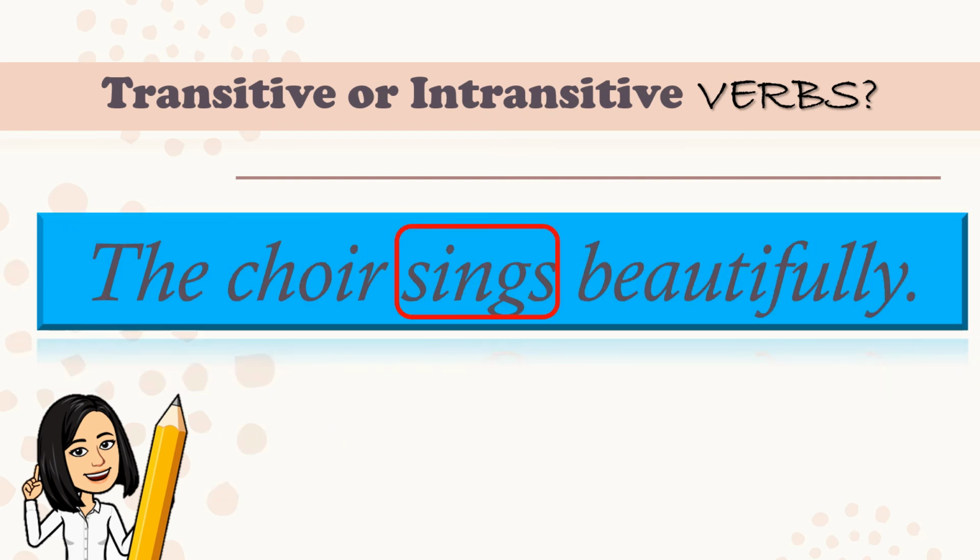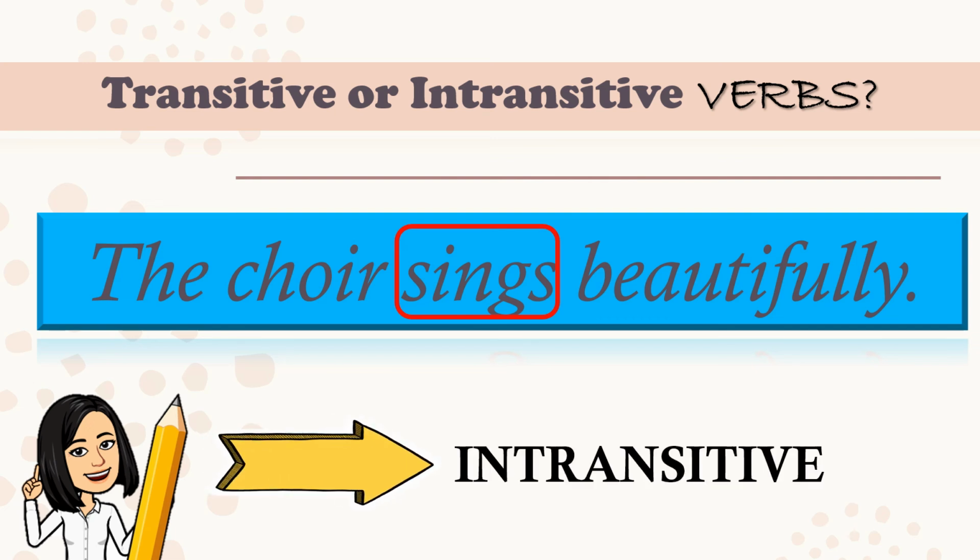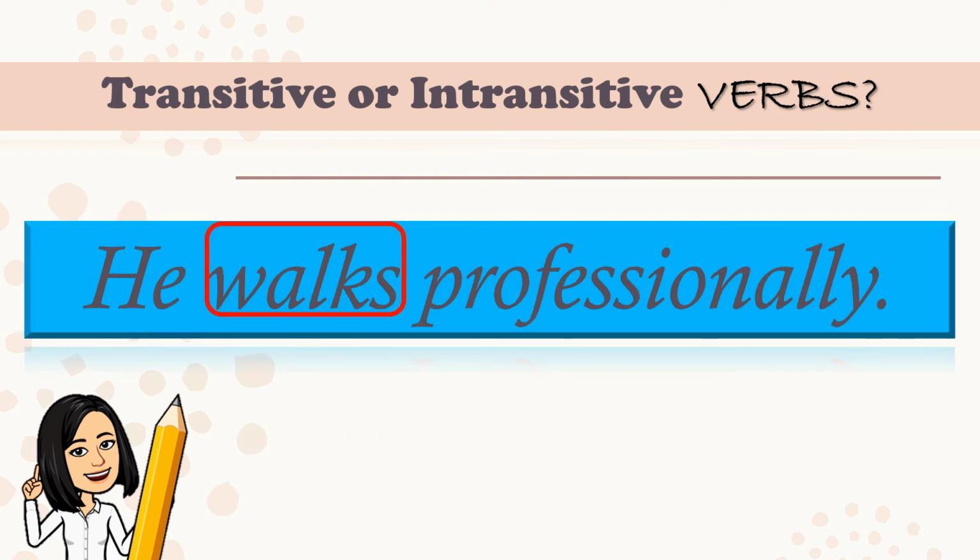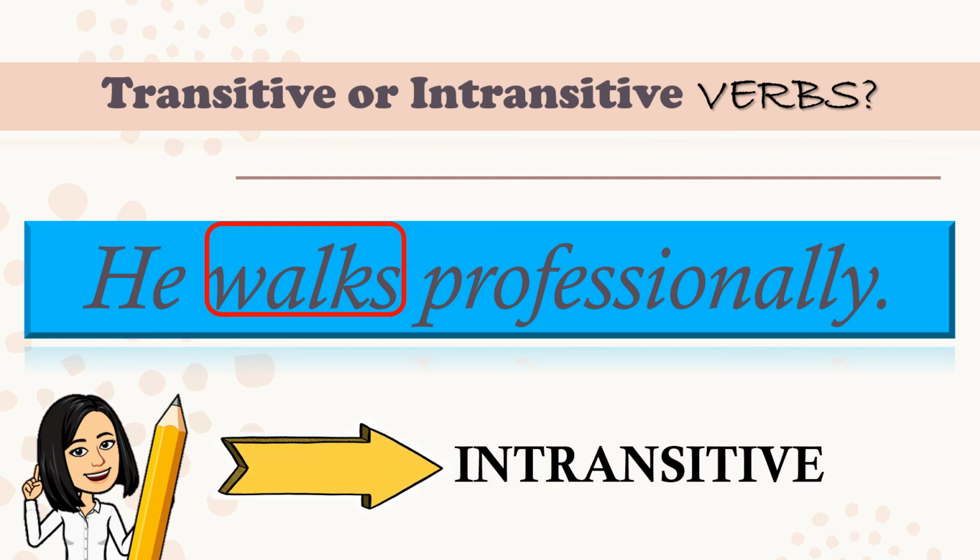How about the choir sings beautifully? Is the verb sings transitive or intransitive? Intransitive because we don't have any object in the sentence. And what do we have here? Only an adverb. Another, he walks professionally. Is the verb walks transitive or intransitive? Intransitive too, because professionally is only an adverb and we don't have any object present in the sentence.